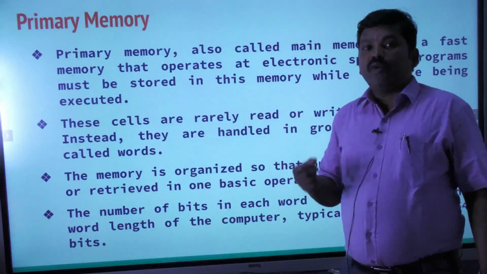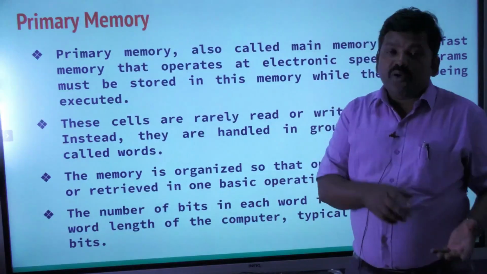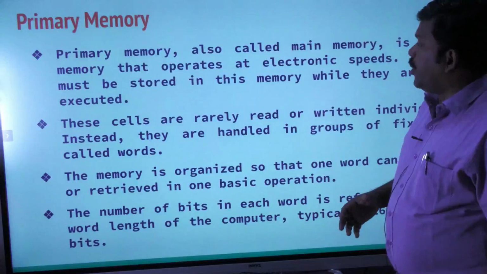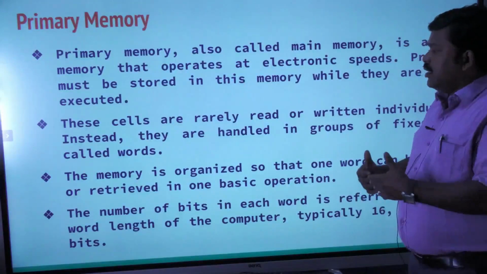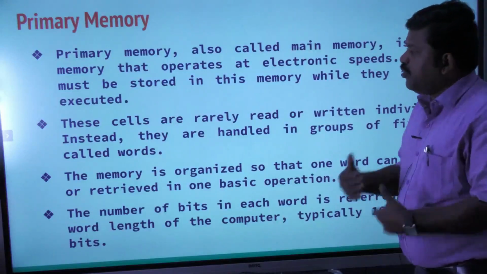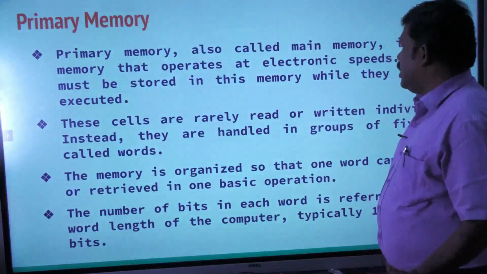The user program needs to be executed by the CPU. That program first should be placed onto the memory. Then the memory read operations will be initiated, through which it is brought back to the CPU, and the CPU will execute. Normally memory contains memory cells.